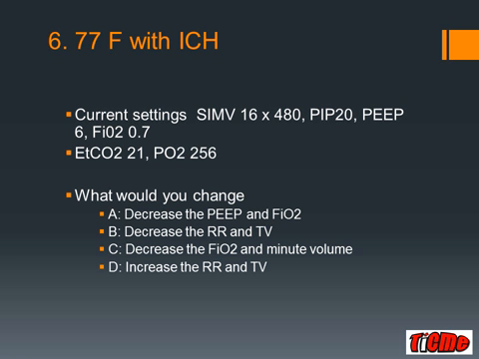Question 6. A 77-year-old lady with an intracranial hemorrhage is being ventilated at 16 times 480 mils, peak pressures of 20 and PEEP is 6. She's on an FiO2 of 0.7, that's 70%. Now the end tidal CO2 is 21 and the PO2 is 256. What would you change here?